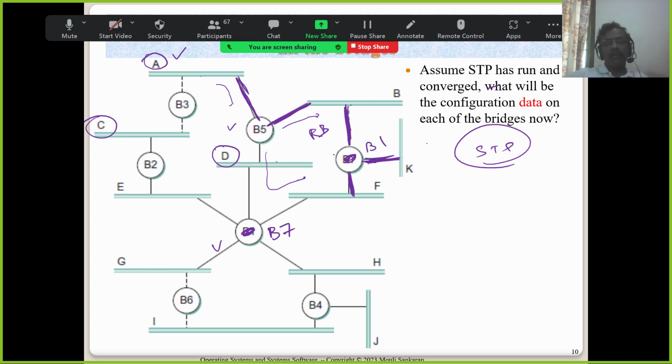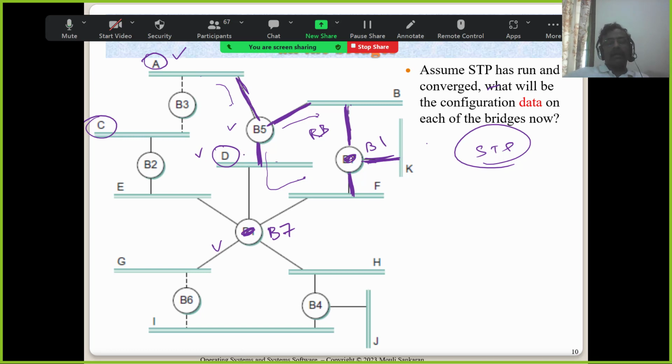Now, how will D reach B1? D can reach through B7 and it can reach through B5 also. Both are equidistant. Now the tie will come. The tie-breaker says that you choose the lower bridge ID. So darkening this has to happen from D's perspective. So D is connected to B1 through the shortest path. Please, somebody in A and B, correct me if I am going in the wrong direction, because everybody already knows it.